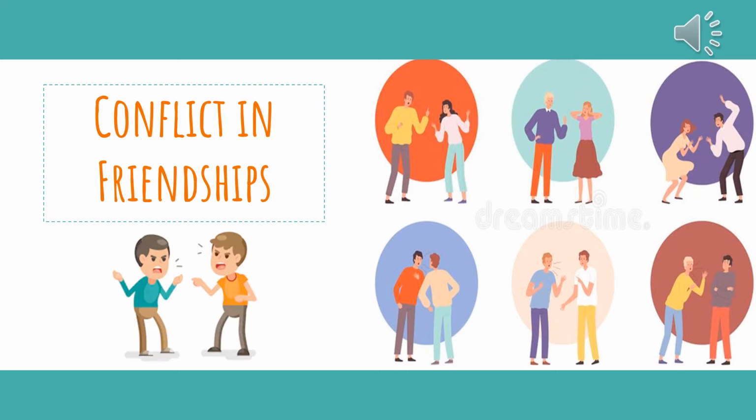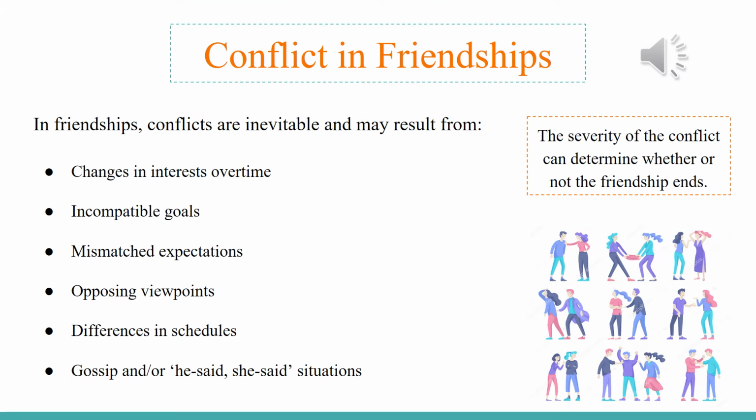Conflict in friendships. In friendships, conflicts are inevitable and may result from changes in interests over time, incompatible goals, mismatched expectations, opposing viewpoints, differences in schedules, and gossip and/or he said, she said situations. And I'm sure that we can all relate to this list on some level. However, the severity of the conflict can determine whether or not the friendship ends.